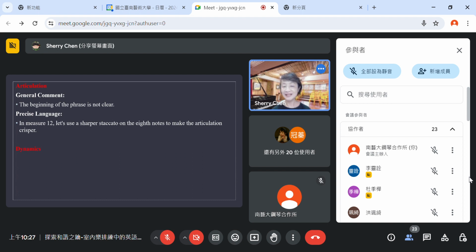So dynamics，如果是一般的 general comment，你可能会讲说 This part should be louder.